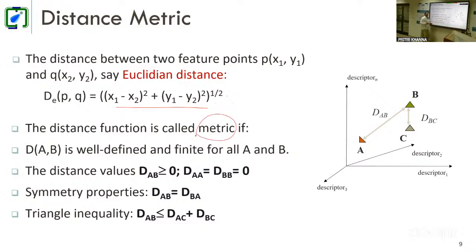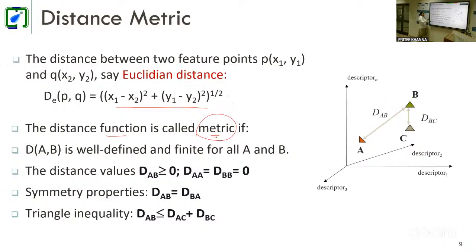Now there are so many distance functions because not much research has been done in machine learning, so they have n number of distance functions. A distance function is not necessarily a metric. When do we call a distance function a metric? Let's look at these properties. First, it is well defined and finite for all a and b, so for every two points you can calculate the distance.